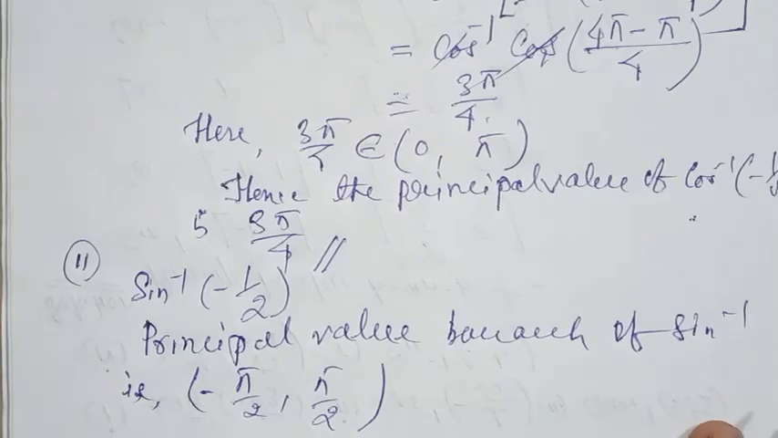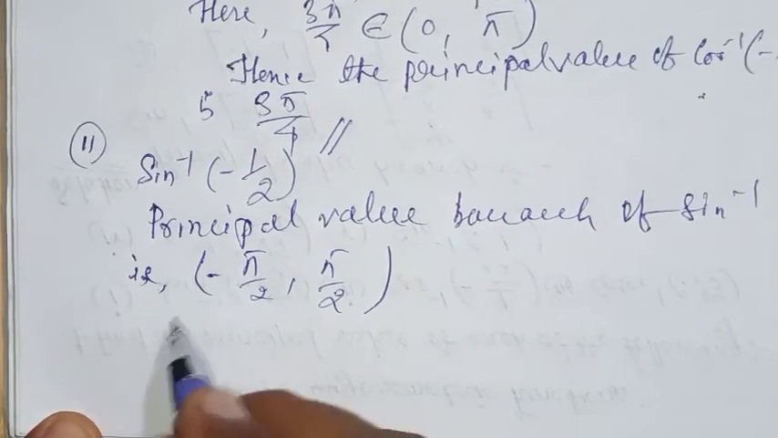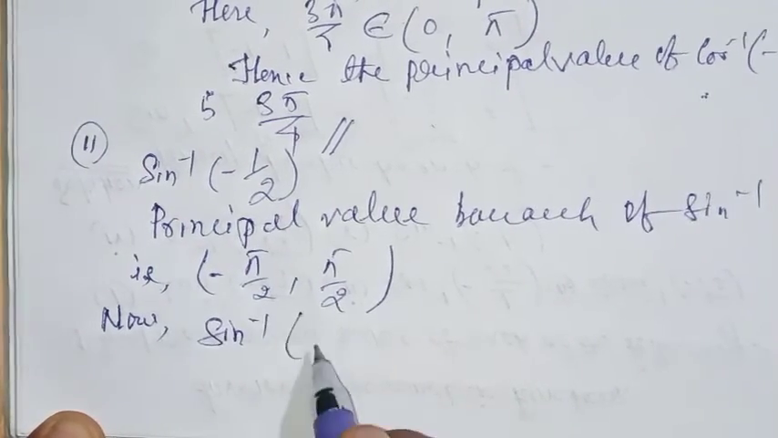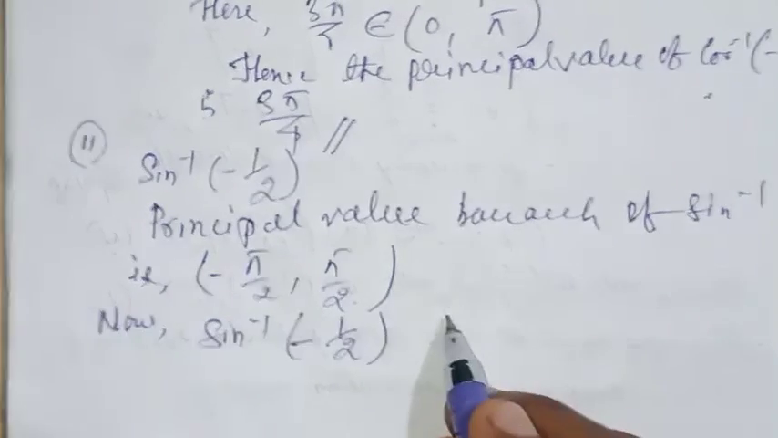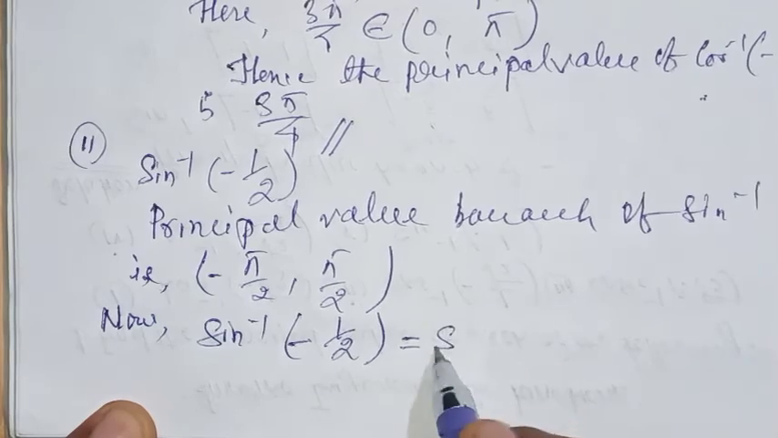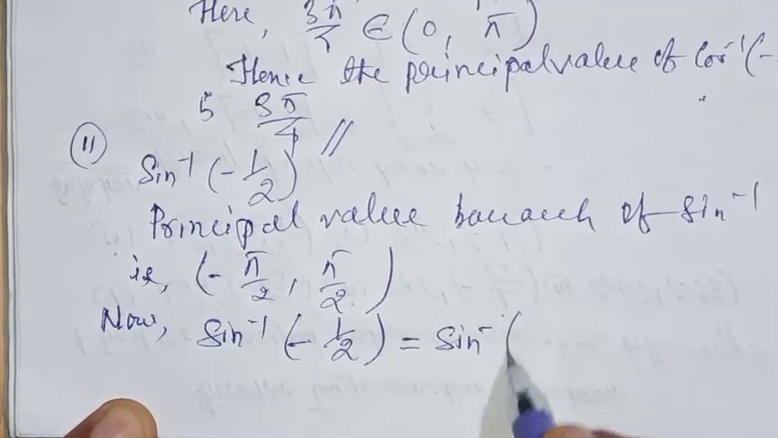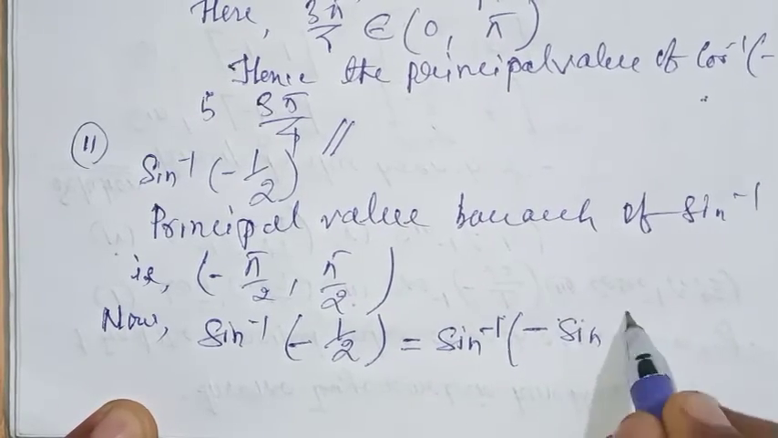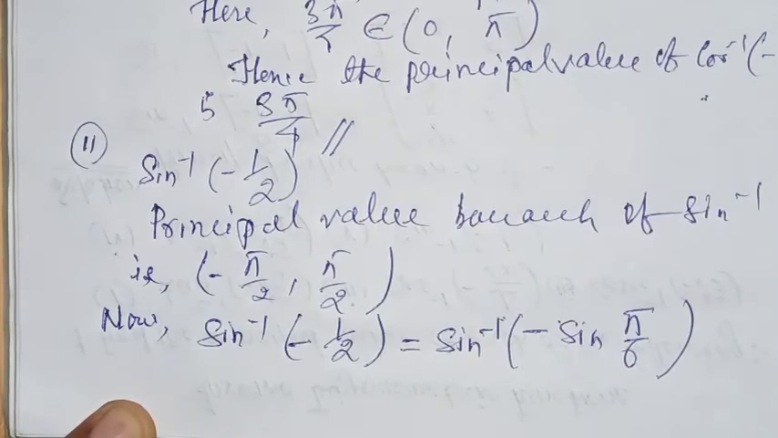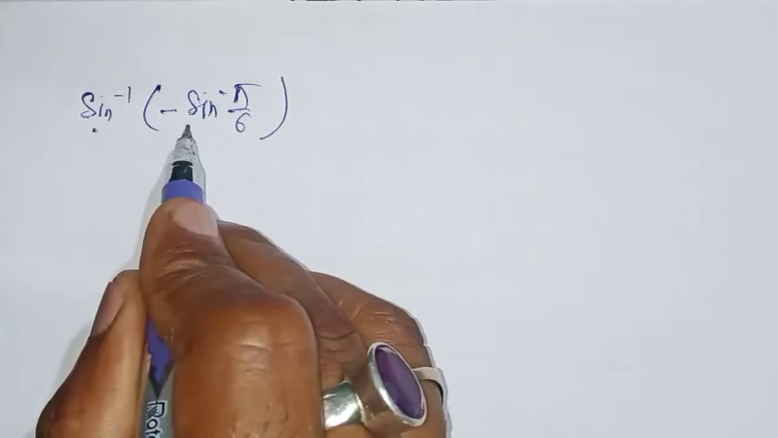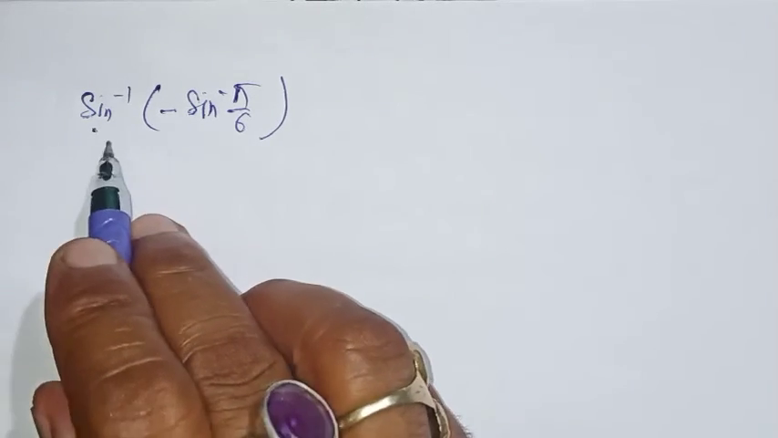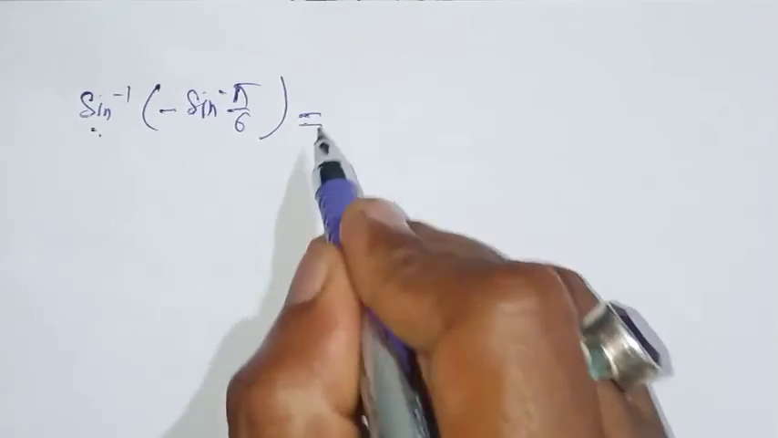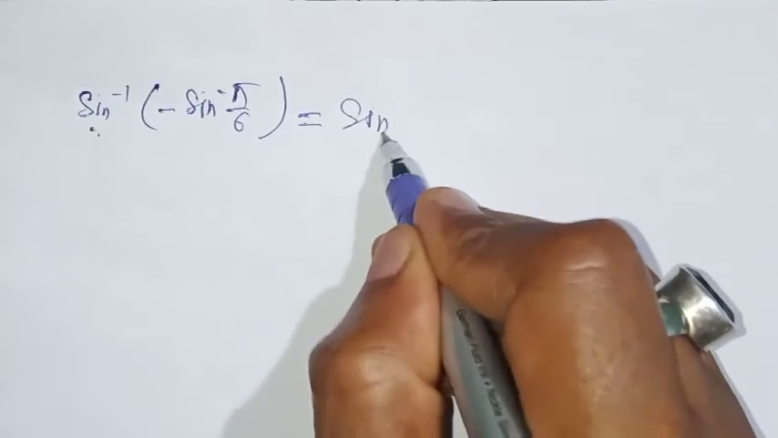Just to check how we can find out the value. Now sine inverse minus 1 by 2, how can we write this? We can write it sine inverse minus sine pi by 6. Here you see minus sine pi by 6. Sine inverse bracket minus sine pi by 6. What can we do? We can write it like that.